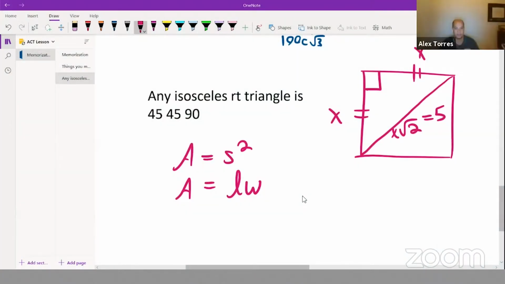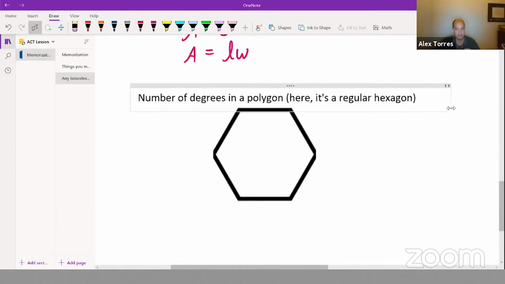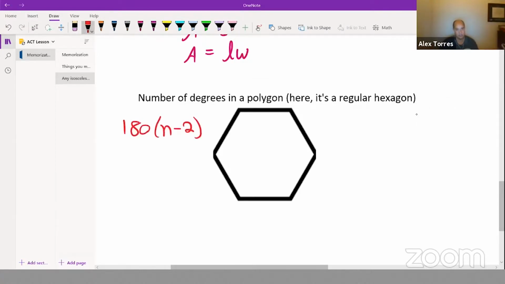So moving on, we are dealing with the number of degrees in a polygon. Here, the shape we're being given is a regular hexagon. The formula for the number of degrees in a polygon is going to be 180 times (n minus 2). Another super important formula. These are all super important. But here for a hexagon, n is the number of sides, so n would be 6. So 180 times (6 minus 2), right?